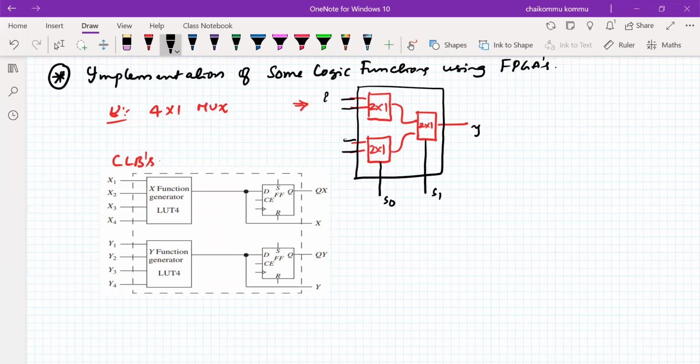That means I0, I1, I2, I3, sorry, 4 inputs are there, and another 2 inputs are also there, so 6 inputs in total, and Y also. If you want to directly write I0 here, I1 here, I2 here, I3 here, it is not advisable, because we are not able to provide S0 and S1. Instead, there is a different way that I can do this.